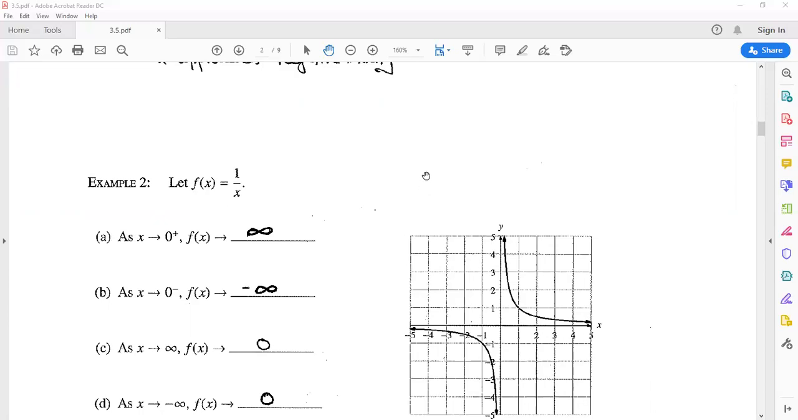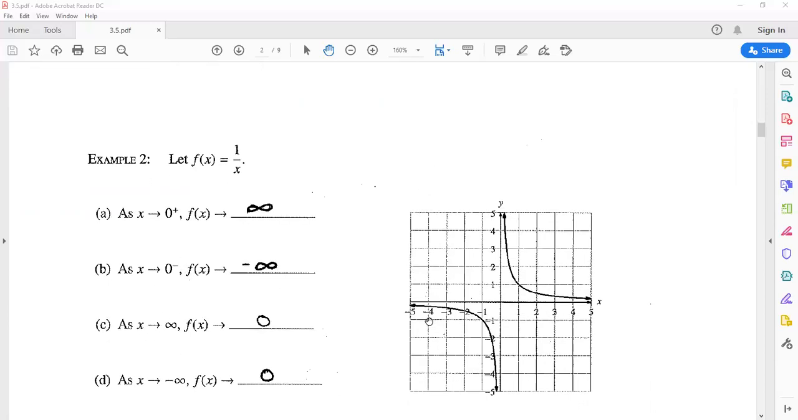Now let's take a look from the other side. As x goes to 0 now from the left. Well, as x goes to 0 from the left, we're moving closer and closer to 0, coming from the left side x values. Now let's look at the corresponding y values. They are getting smaller and smaller, going off to negative infinity, right? So here we can say as x goes to 0 from the left, f of x goes to minus infinity.